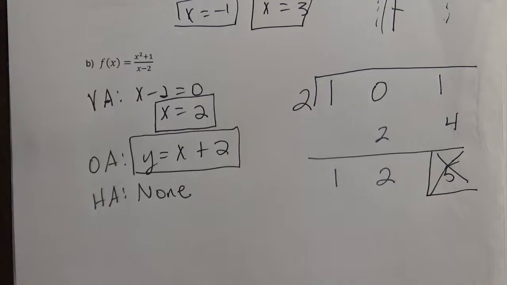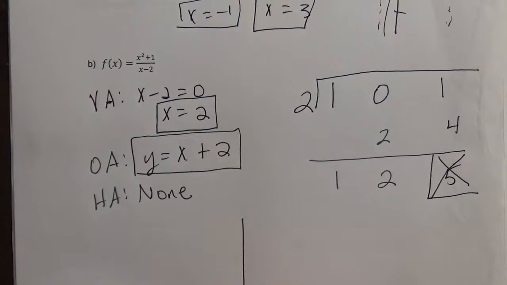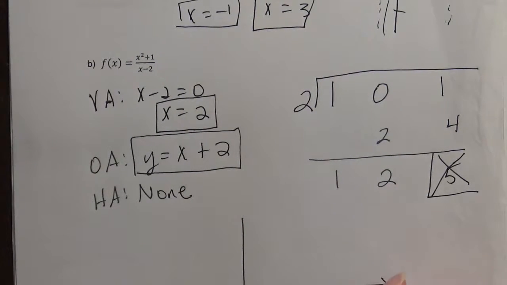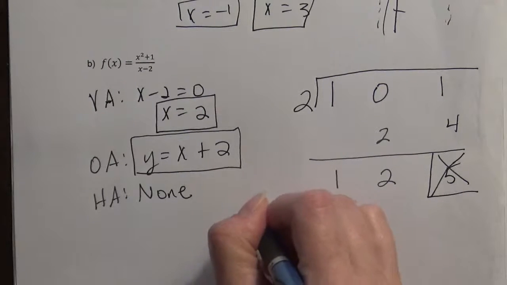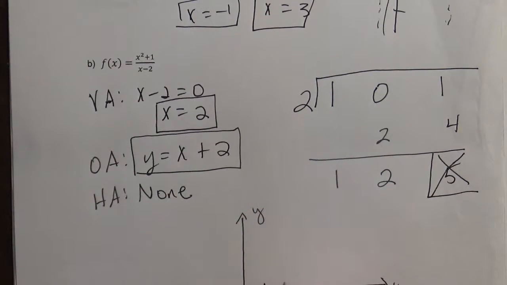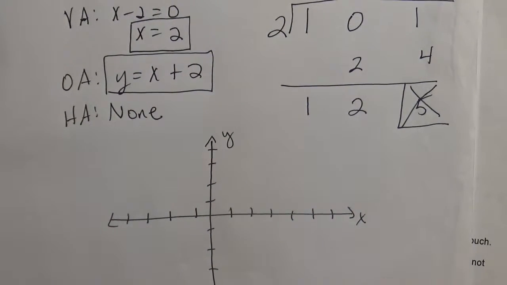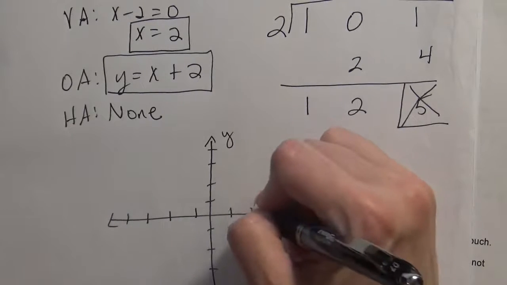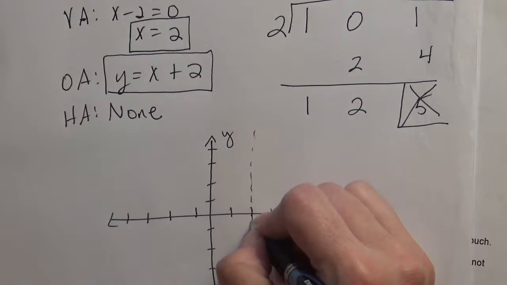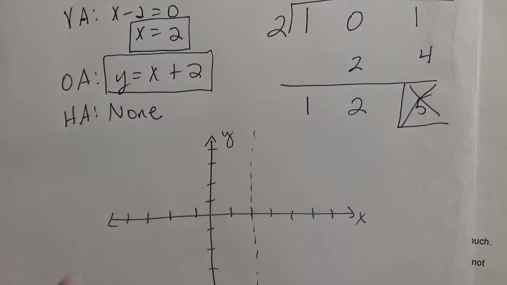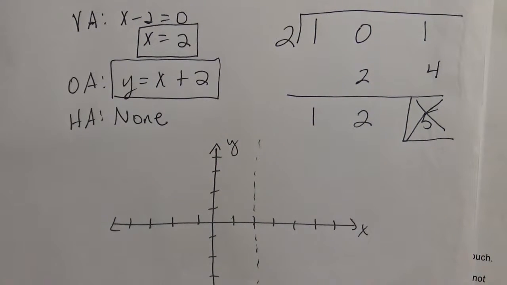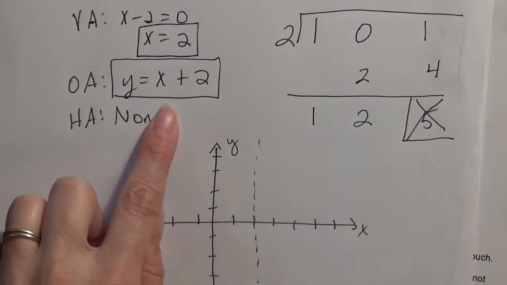Okay. Again, I'm not going to graph this entire thing, but I am going to show you how the oblique asymptotes can be used to help us. So let's at least look at what happens there. For our vertical asymptote, we've got x equals 2. So we go to 2, we draw our dotted vertical line. This is a boundary for our graph. It's doing one thing here and one thing here. Our oblique asymptote is the line y equals x plus 2.